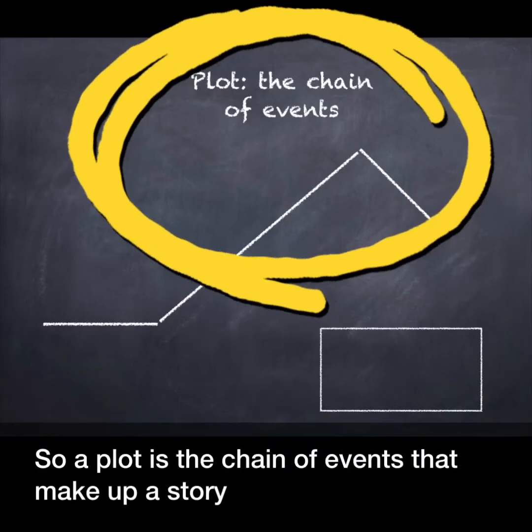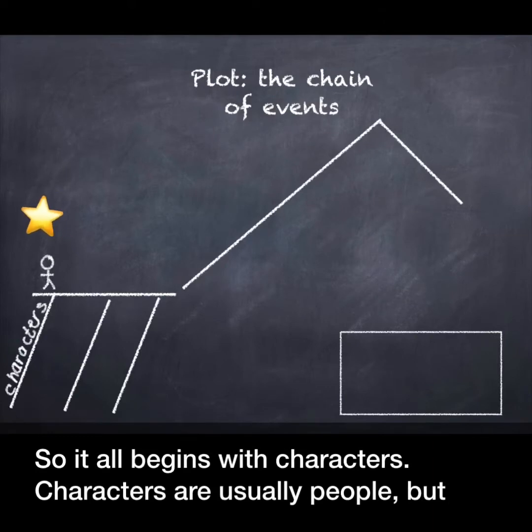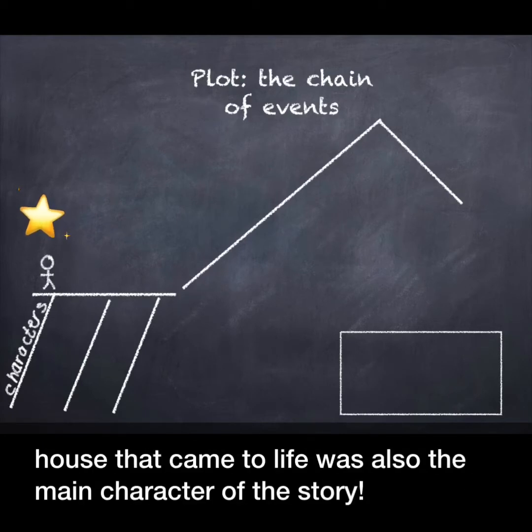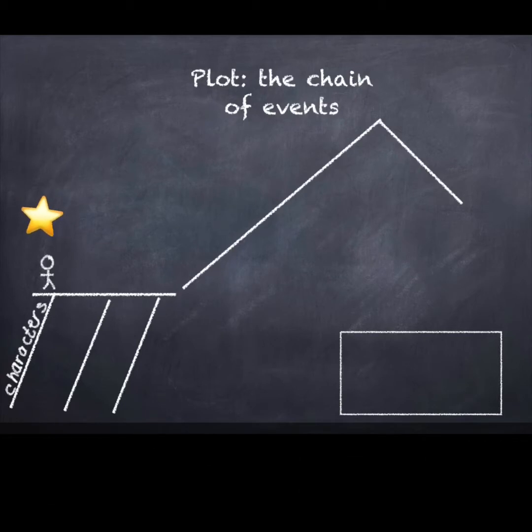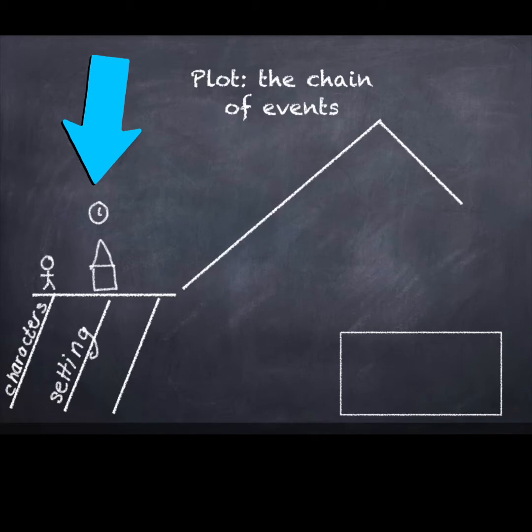So a plot is the chain of events that make up a story. It all begins with characters. Characters are usually people, but they can be things such as animals, or I've even read a great story where a house that came to life was also the main character of a story. Then we have our setting. That's the time and place of the story.